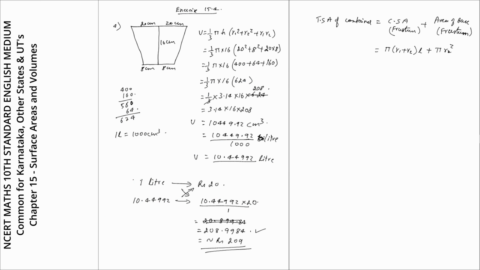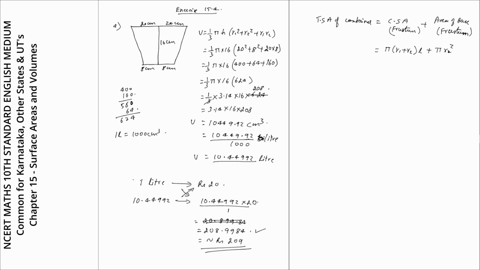So in the question they have also asked to find the cost of the material used to manufacture this container. Before finding the cost, I should find the total area of the container. So the total area of the container will be the curved surface area of the container plus the area of the base. The curved surface area of the container is nothing but the curved surface area of the frustum, which is given by pi into (r1 plus r2) into L, plus the area of the base, which is given by pi r2 square, where r2 is the radius of the base and r1 is the radius of the top circle.